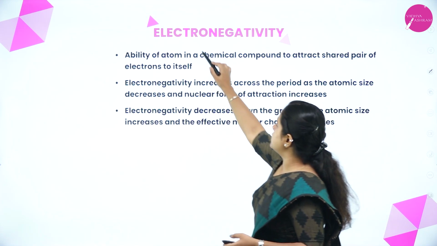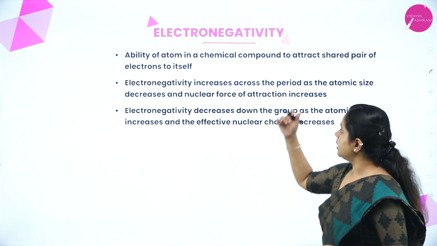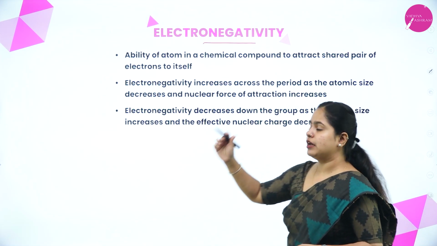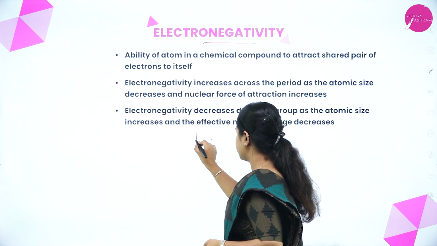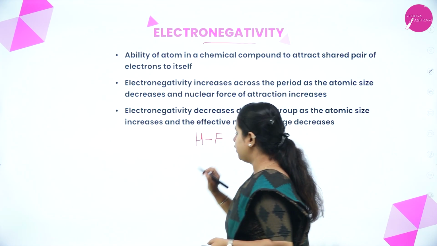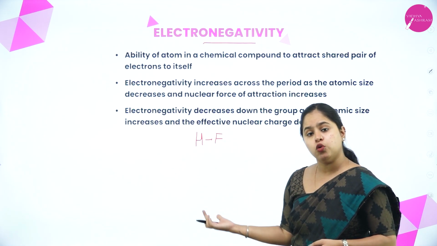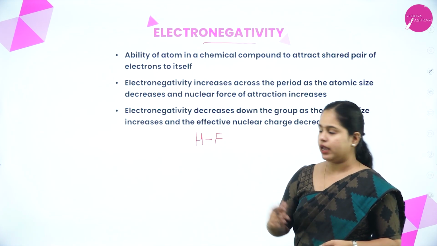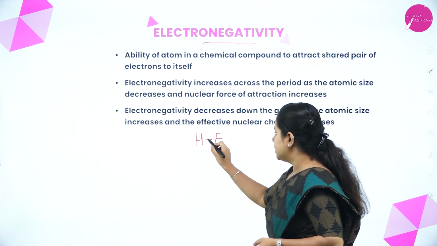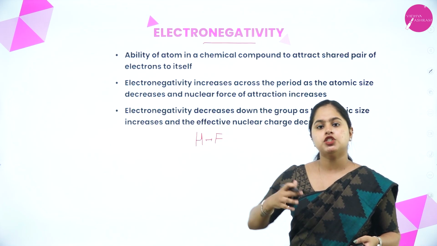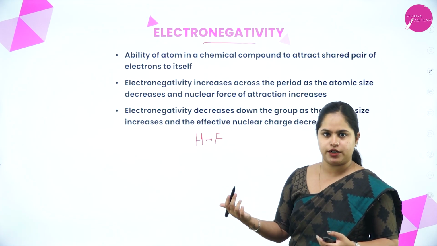So moving on to the next one, that is electronegativity. Now, what is electronegativity? It is the ability of an atom in a chemical compound to attract the shared pair of electrons towards itself. So let's take an example and understand. Let's take the example of hydrogen fluoride, HF. In this compound, fluorine is a more electronegative atom compared to hydrogen. Hydrogen contributes 1 electron and fluorine wants 1 electron, so there is sharing of electrons between them.